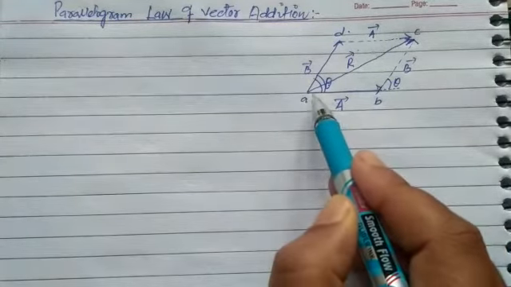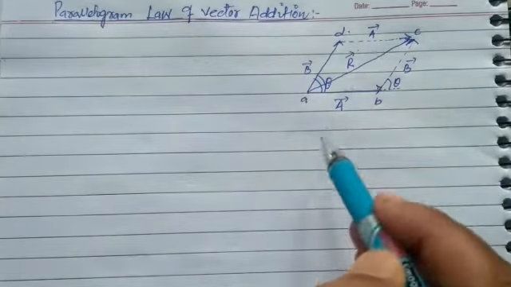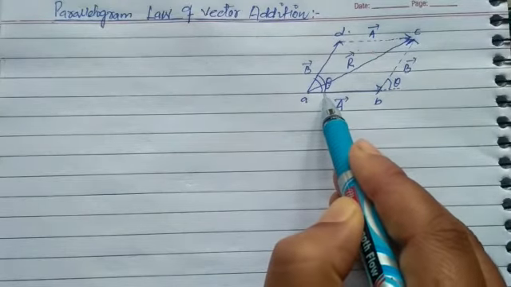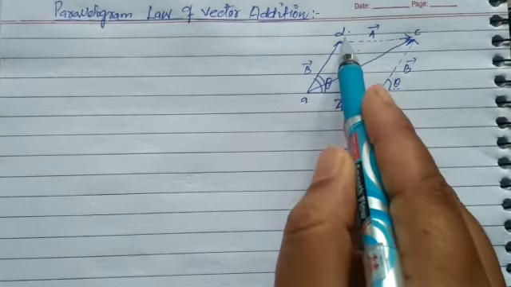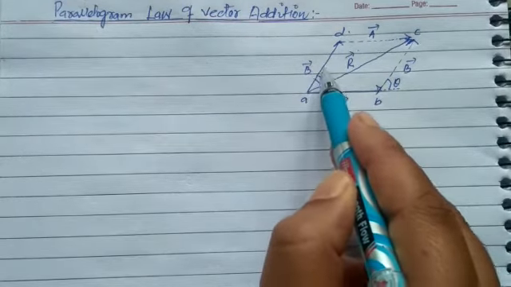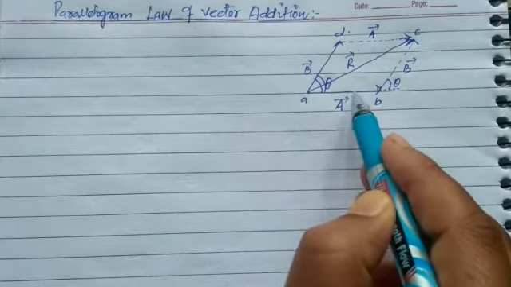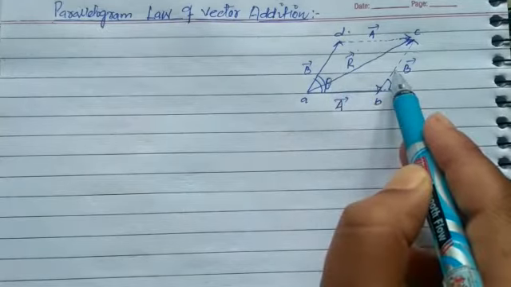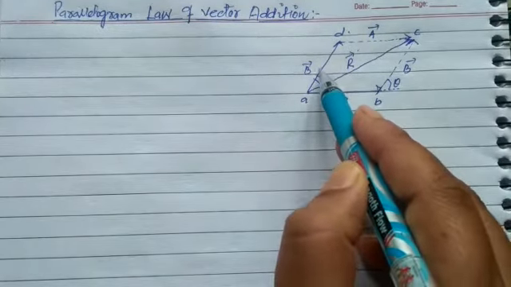It states that if two vectors... I have here A, B, C, D, a parallelogram. Vector AB represents vector A and AD represents vector B. These are two adjacent sides of a parallelogram. This side and this side are not adjacent. This side and this side are adjacent. Also, this and this are adjacent.